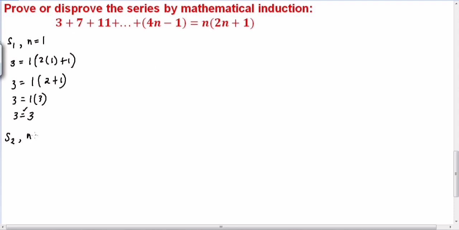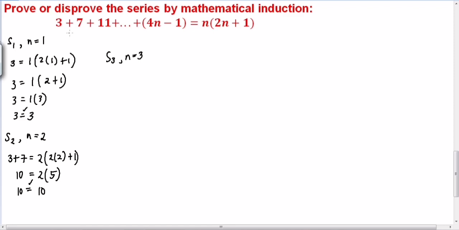Next one is for the s sub 2. So s sub 2, ang gagamitin natin ay n is equal to 2. So pag sinabing s sub 2, dalawa na sila. So 3 plus 7. Okay, equals. So papalitan ko naman yung value ng n ng 2. So magiging 2 times 2 plus 1. Ayan. So 2 times 2 is 4 plus 1, 5. So 3 plus 7 is 10, equals 2 times 5 is 10. So tama siya. Okay?